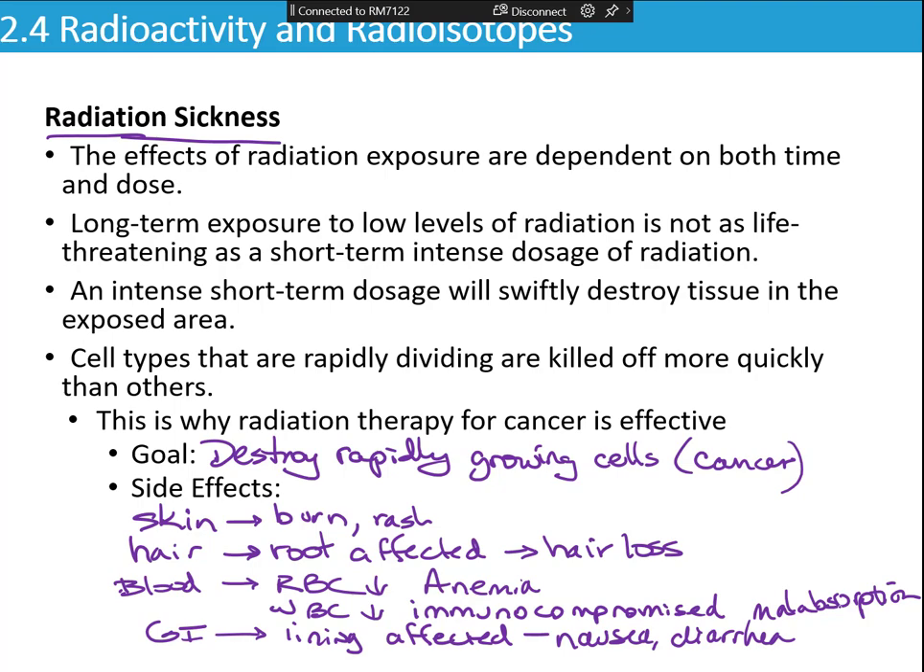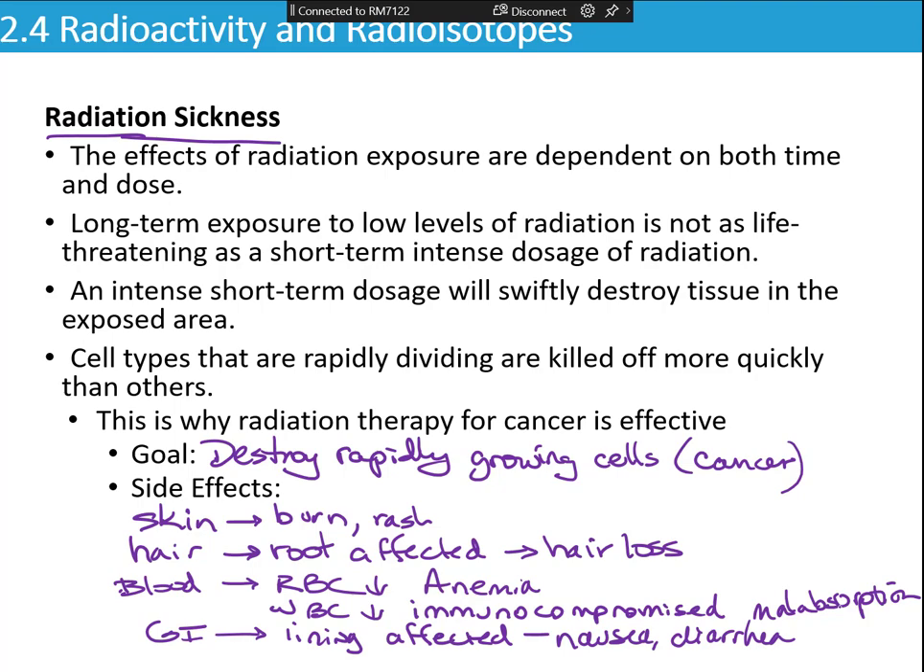So again, it's that whole idea of weighing the benefits versus the risks. Yes, there are all of these negative side effects, but the goal is that if we can do this short-term exposure to ionizing radiation and focus it on the areas where we know these abnormal cells are, we can destroy these cells. And the skin, hair, blood, and GI tract recover. Once you stop radiation treatment, you will begin to see that these organs, the cells that are growing rapidly, begin to return to normal.